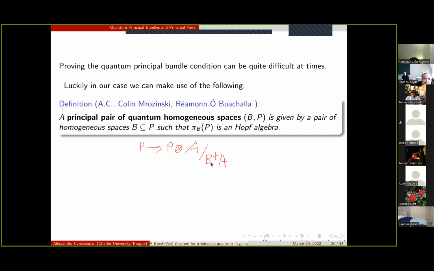Yes, of course. And of course, same thing for B, because these are quantum homogeneous spaces. That's what defines the coaction of a quantum homogeneous space.